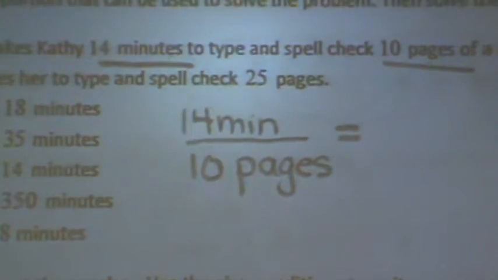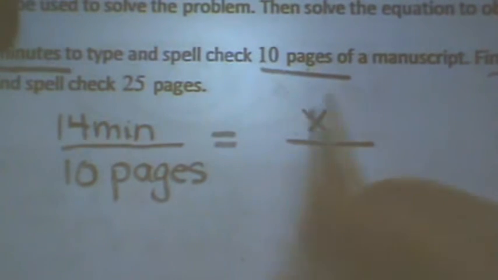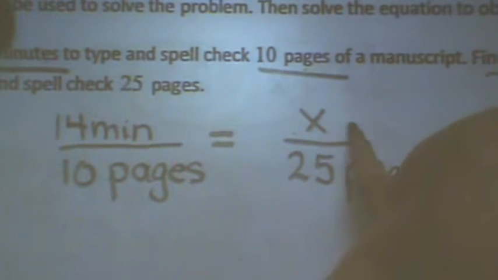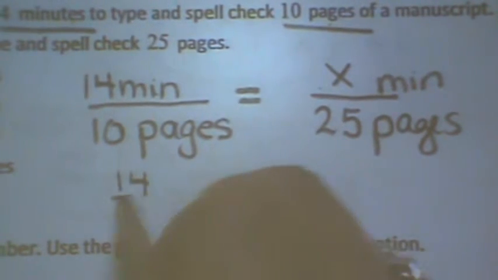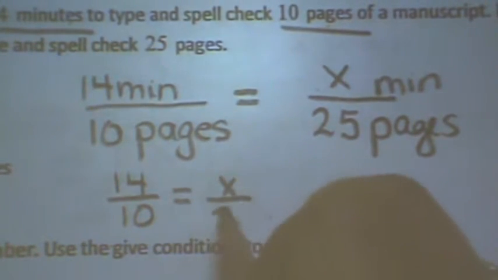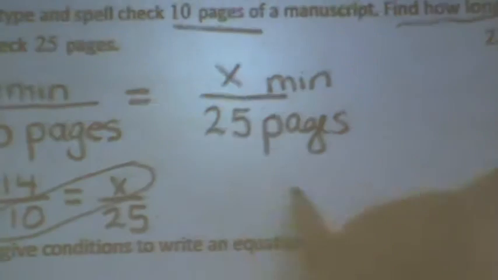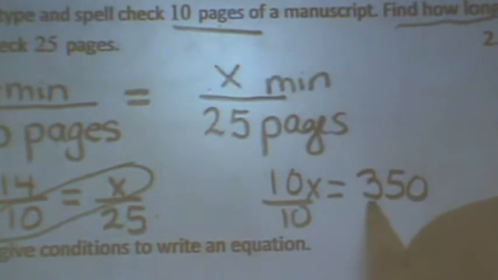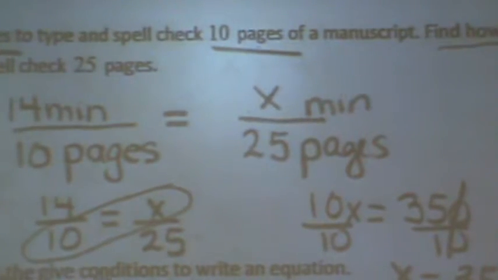Set that equal to how long. That's what our x is going to be, how long, minutes over minutes, for her to do 25 pages. So all you have is a fraction, 14 over 10 equals x over 25. All you have to do is cross multiply. X times 10 is 10x, and 14 times 25 is 350. If you divide by 10, these zeros cross out, x is 35. It's going to take 35 minutes, which is B.